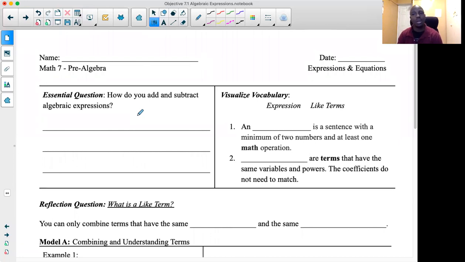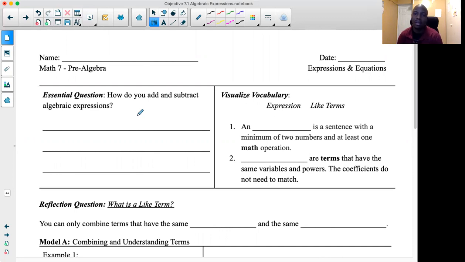But now if I said to you, add some algebraic expressions, you know how to interpret them. You know how to write them and translate them. You know what one is, you know what one's not. But if I said add them together, how do you do that? That's something regarding like terms.